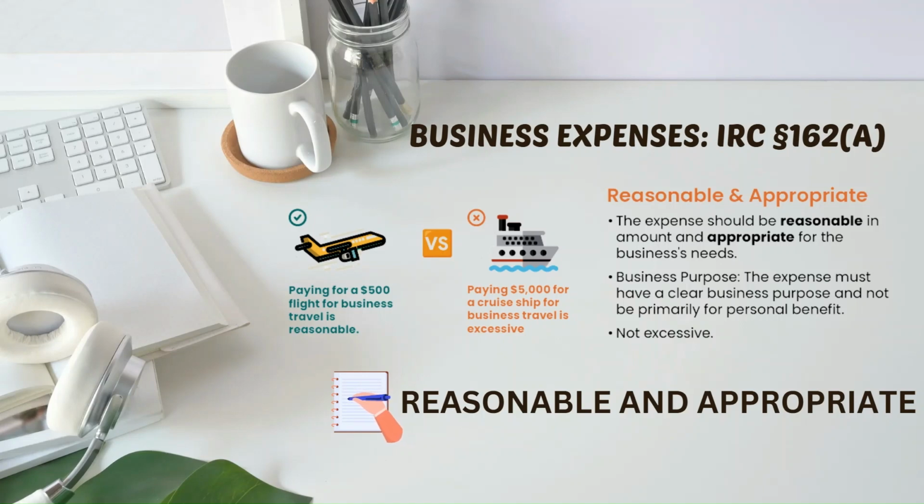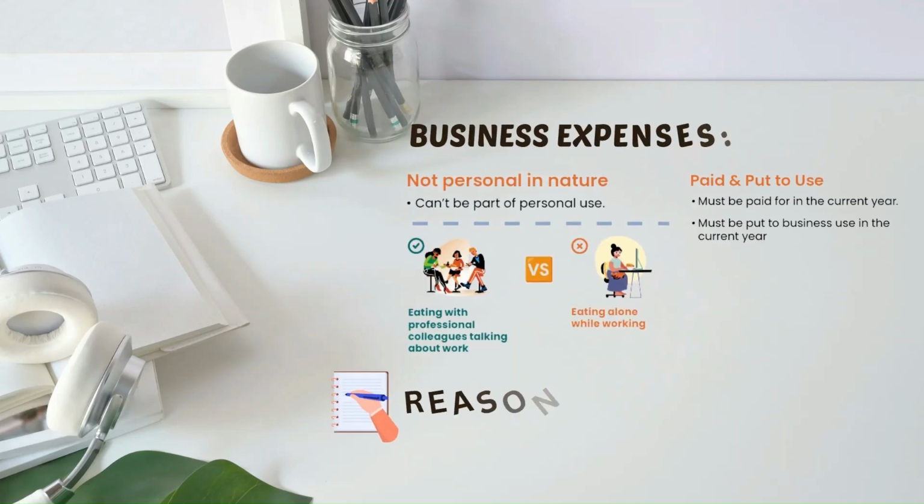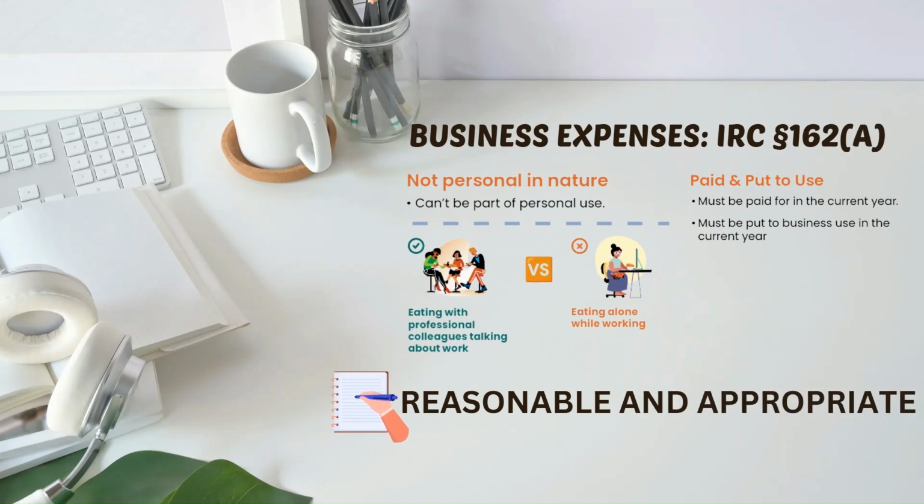Also, business expense should not be personal in nature or a part of personal use. For example, eating out with professional colleagues talking about work versus eating alone while working. Claiming the amount paid for food bought while eating out with professional colleagues talking about work is allowed, while food paid for eating alone while working can't be claimed as a valid expense because naturally, food for your own nourishment is personal, regardless of whether you're doing work or not.